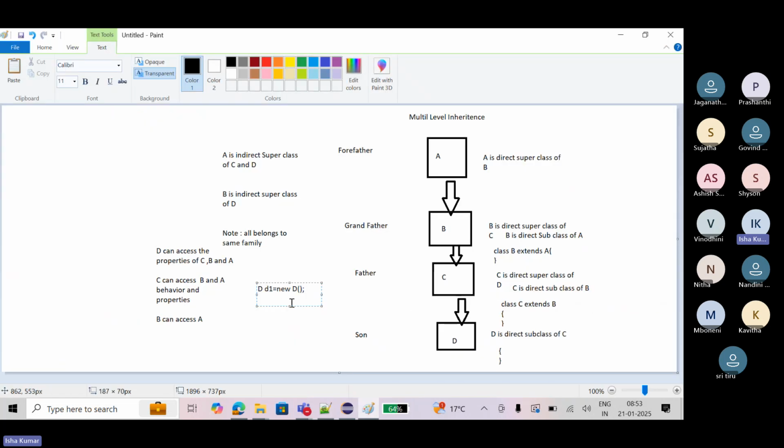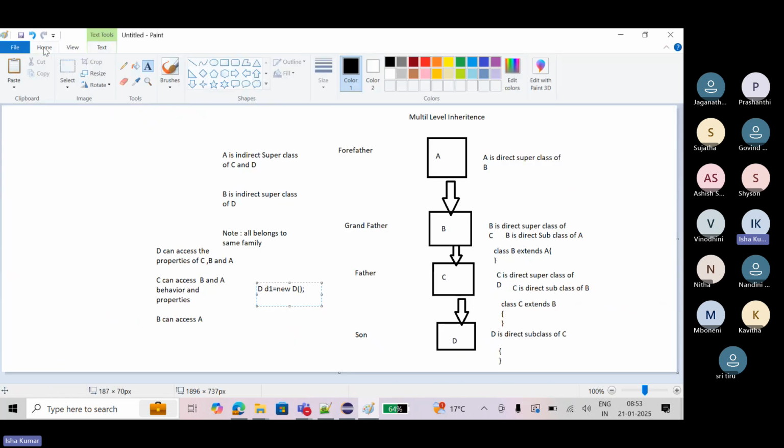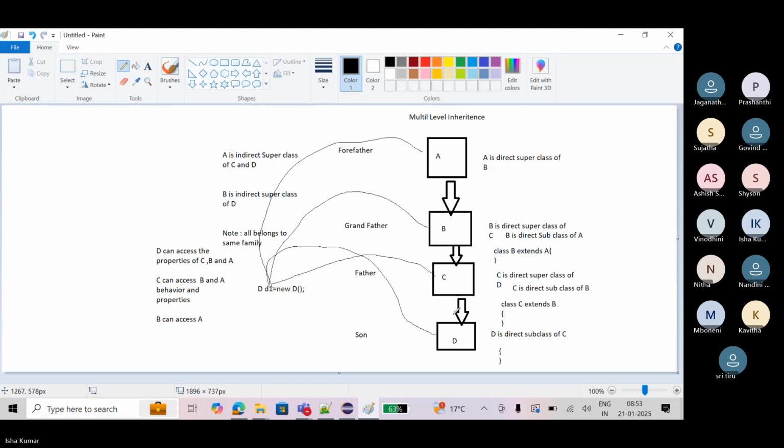So you can access the properties and behavior using D1. D1 can access the behavior and properties of D. It can access the behavior and properties of C. It can access the behavior and properties of B. It can access the properties and behavior of A. Understood? Is it clear?